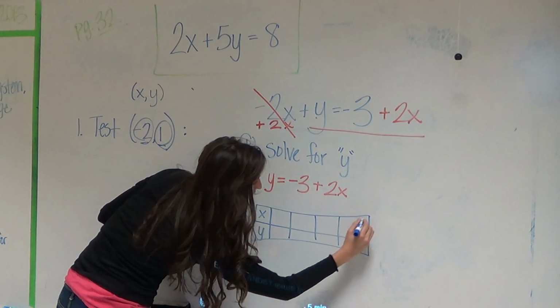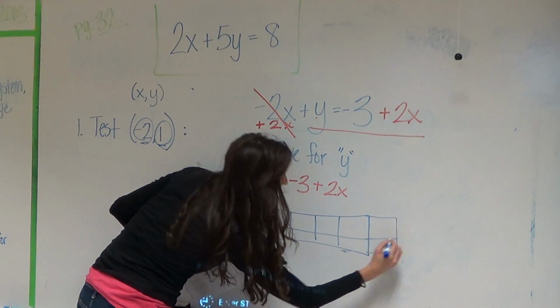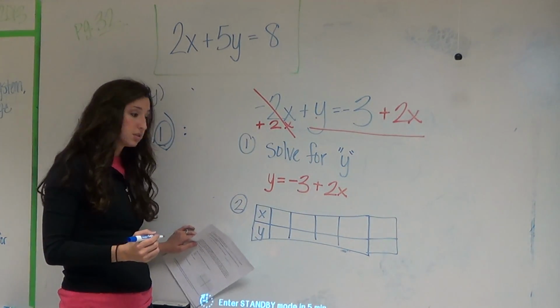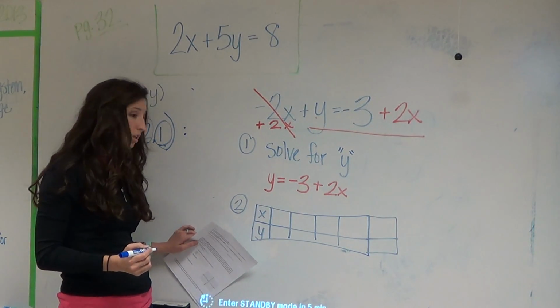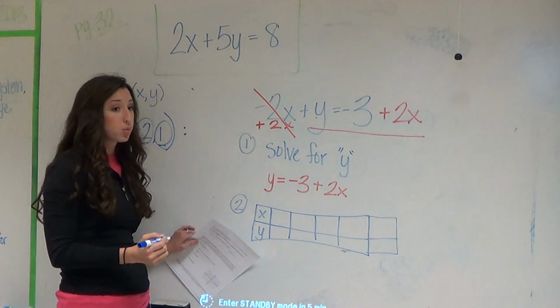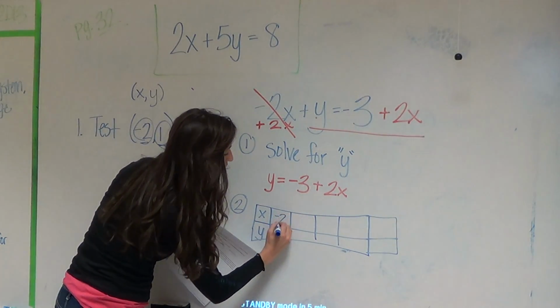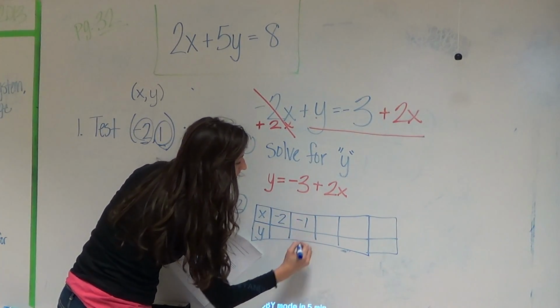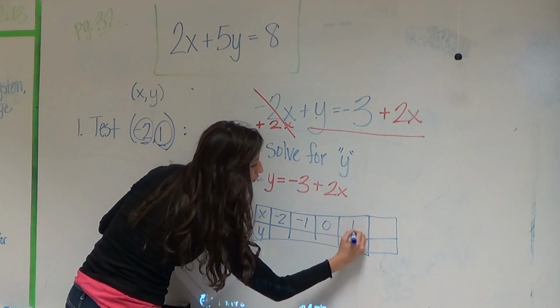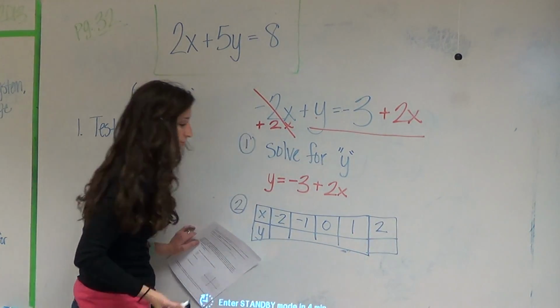1, 2, 3, 4, 5. So please be sure you have this in your notes. Now, we're going to use the same 5 points for x every single time. Always going to be negative 2, negative 1, 0, 1, and 2.